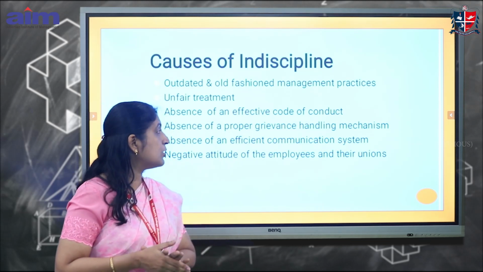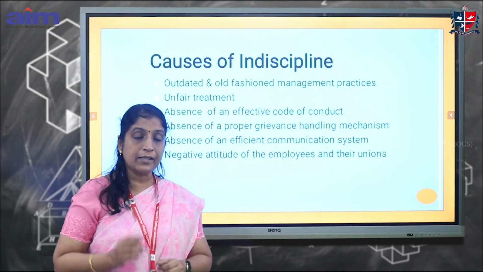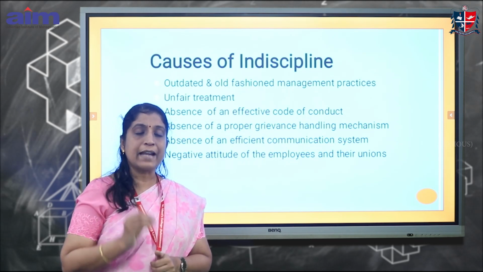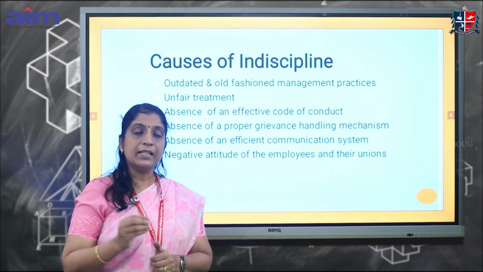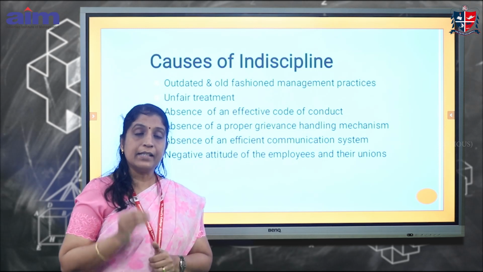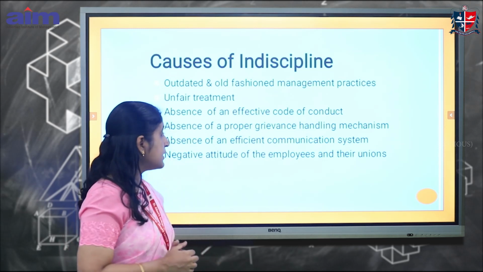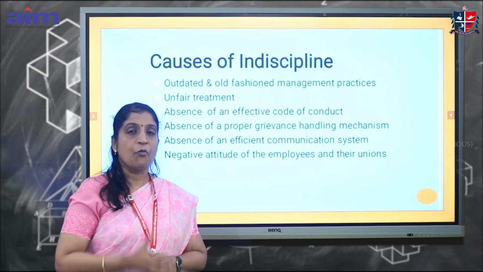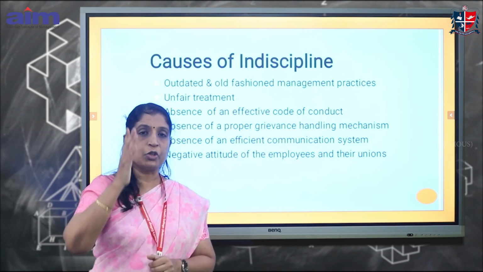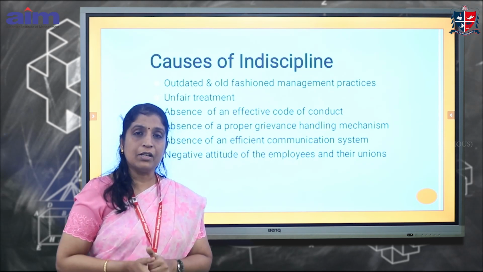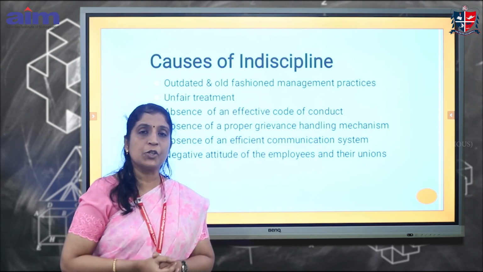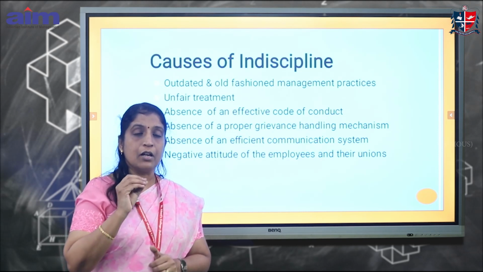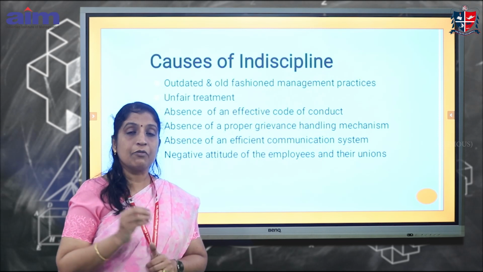The next is absence of a proper grievance handling mechanism. Whenever there are problems in the organization, if they are not addressed properly, this can cause grievance, and this can definitely lead to indiscipline. The next is absence of an efficient communication system. When the system of communication from the top management to the lower levels, or from the lower levels to the top management, is not clear, this can also create problems when the message is not given clearly.